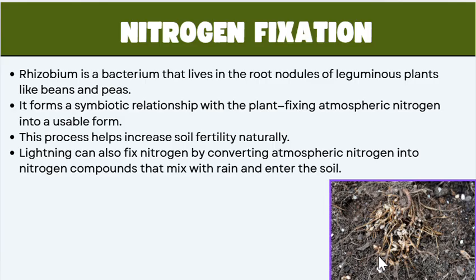It forms a symbiotic relationship with the plant, fixing atmospheric nitrogen into a usable form. What is a symbiotic relationship? Although you studied it in class 7th, let me revise this again. In very simple terms, a symbiotic relationship is when two different organisms live together, helping each other or depending on each other. This process helps to increase the soil fertility naturally without any chemicals.